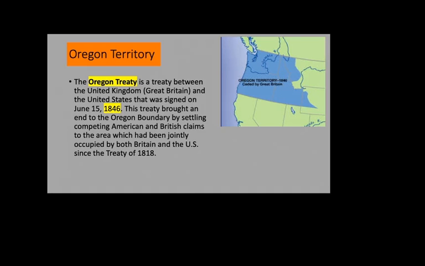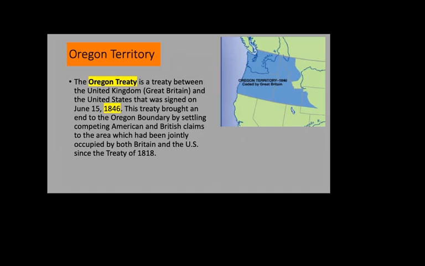So, to negotiate this portion of the United States, we signed what is called the Oregon Treaty. A treaty is an agreement between two countries, right? Okay, so this treaty is between the United Kingdom, Great Britain, and the United States, and was signed on June 15th, 1846. This treaty brought an end to the Oregon boundary by settling competing American and British claims to the area, which had been jointly occupied by both Britain and the U.S. since the Treaty of 1818.